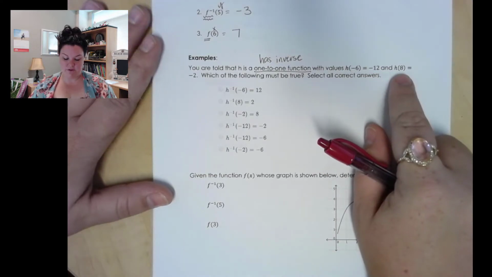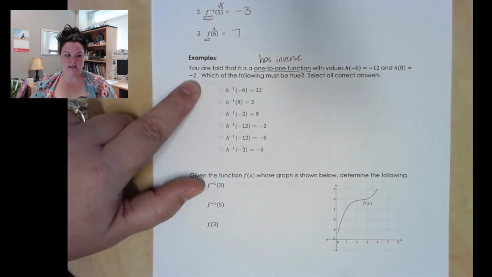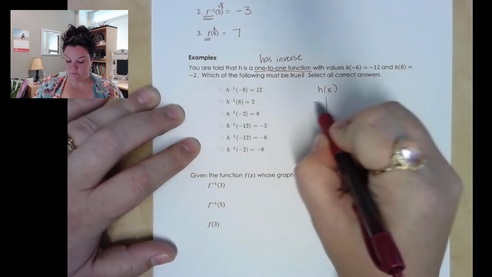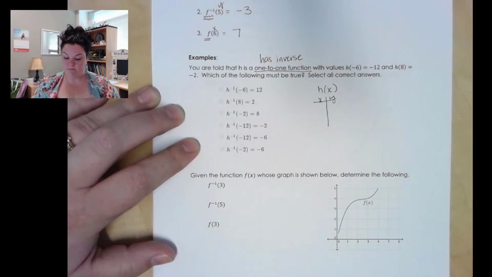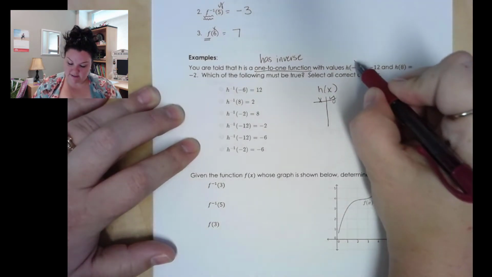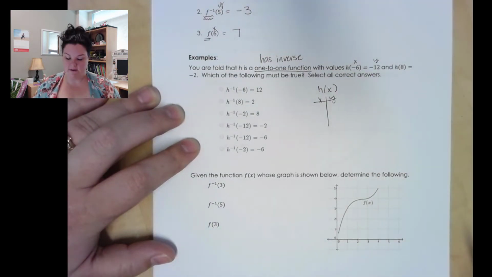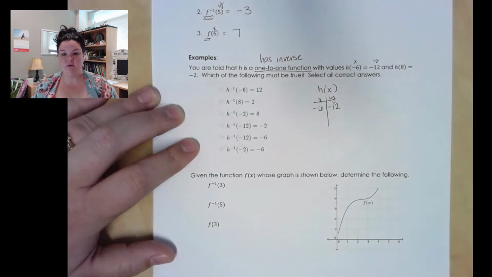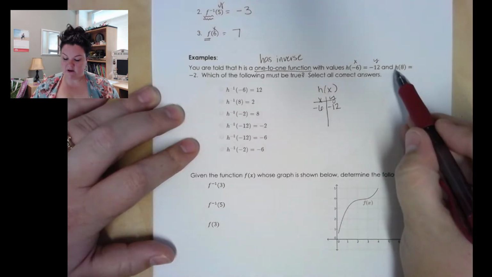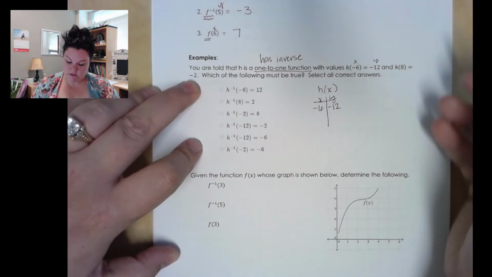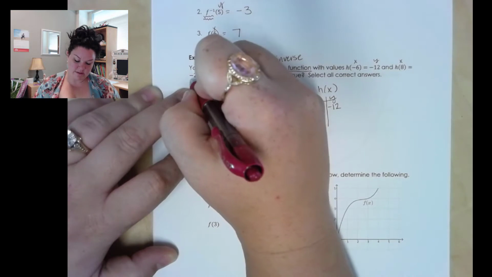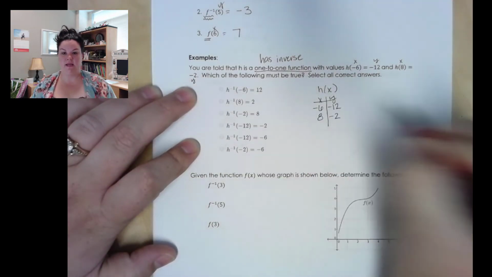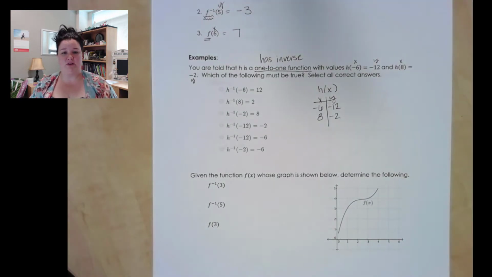of 8 equals -2. So that means in our h of x function, if we were to write these ordered pairs, -6 is our x, negative 12 is our y, right? So it takes negative 6 and sends it to negative 12. We also know that h of 8 equals negative 2. So this is our x and this is our y. So we have the ordered pair 8, negative 2. So that's what we know about our original function.